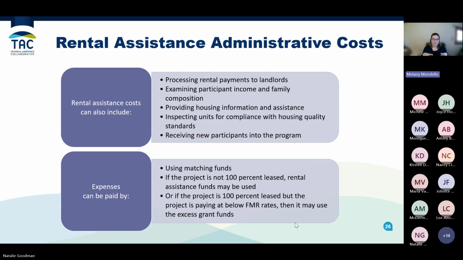This is something I just wanted to put in here because it's another administrative cost that HUD talks about that's allowable, that uses, again, the same term that we're throwing around a lot today: the rental assistance administrative costs. So in your project, if you're a PSH, permanent supportive housing, or RH, rapid rehousing program, you may have a rental assistance budget line item.